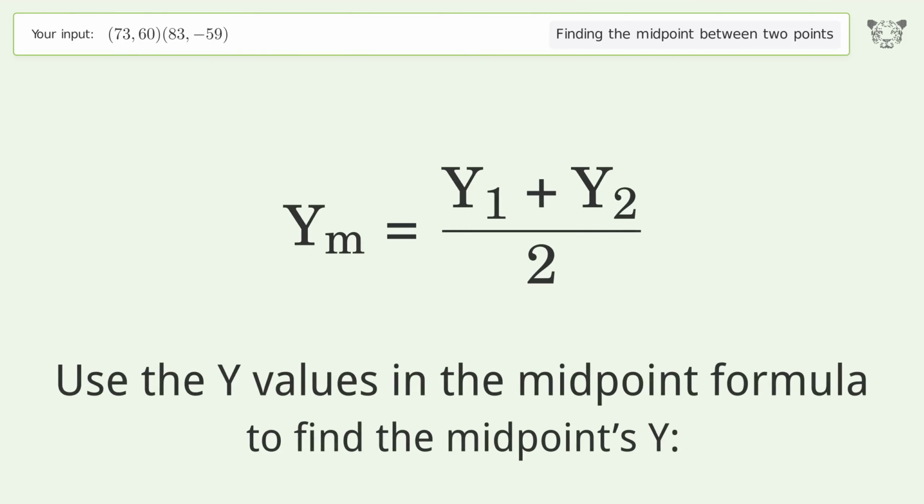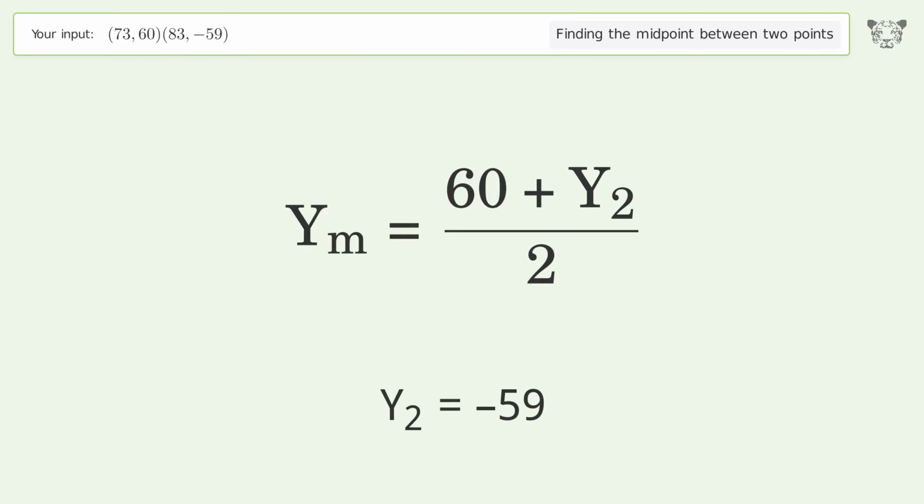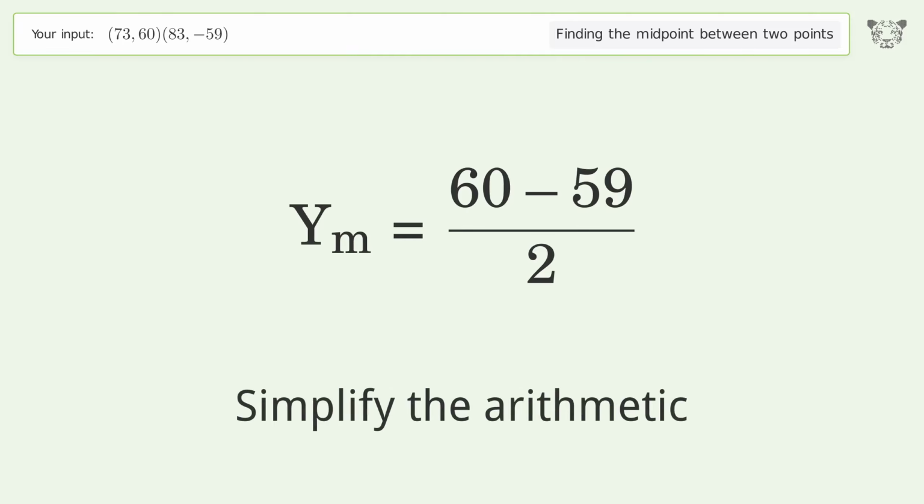Use the y values in the midpoint formula to find the midpoint's y. y1 equals 60. y2 equals negative 59. Simplify the arithmetic.